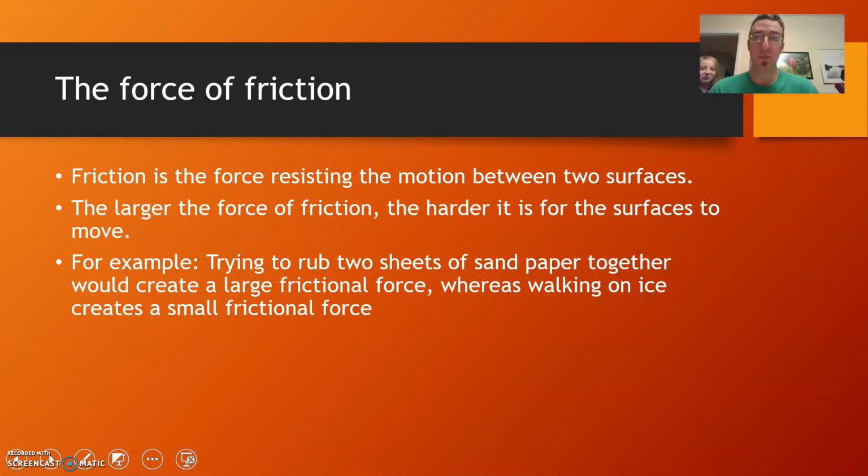So friction is the force resisting the motion between two surfaces. The larger the force of friction, the harder it is for the surfaces to move. For example, if you try rubbing two sheets of sandpaper together, that would create a large frictional force, whereas walking on ice creates a small frictional force. Ice is very slippery, so it's easy for things to move across those surfaces.